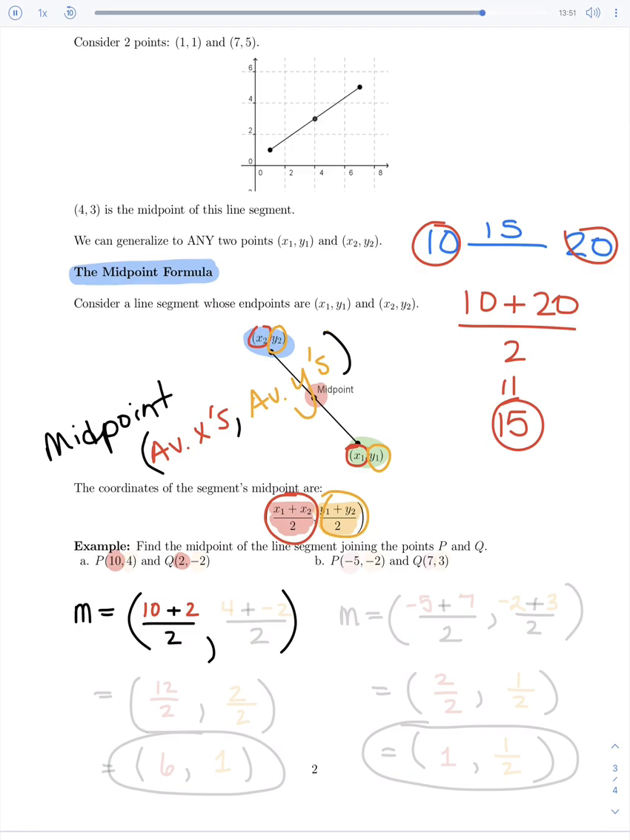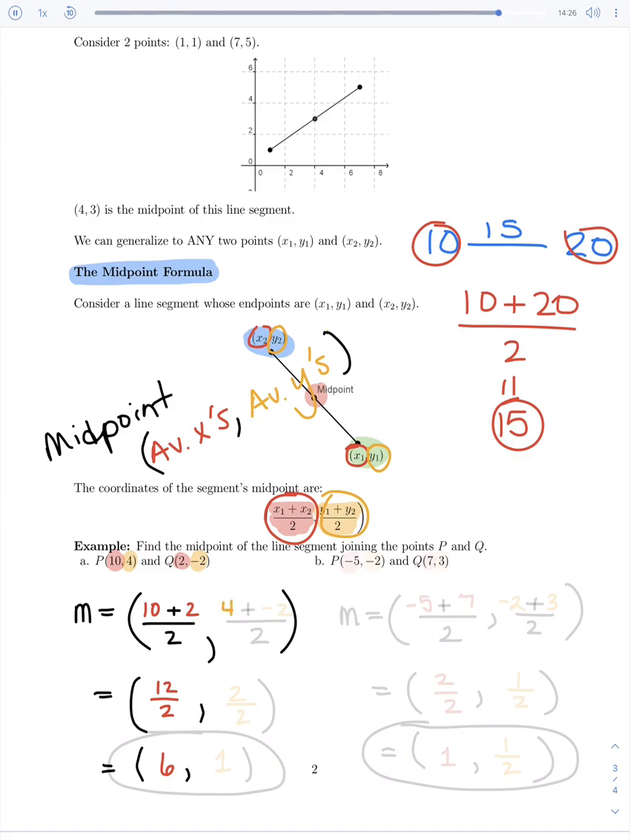Well, this means we'll have to do the 10 plus 2 first, which is 12. And then 12 divided by 2 will actually give us a 6. That's it. That's half of our answer. We've got our X coordinate for our midpoint already. Now we need to do the same thing for our Y coordinate. We've got a 4 and a negative 2 as our Y coordinate, so we're going to average them, add them up and divide by 2.